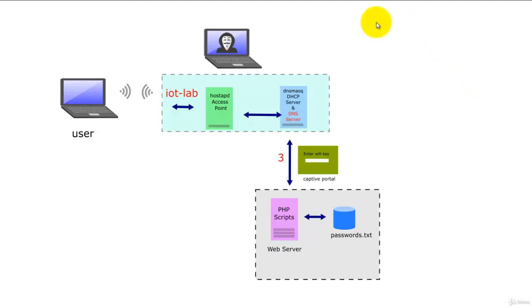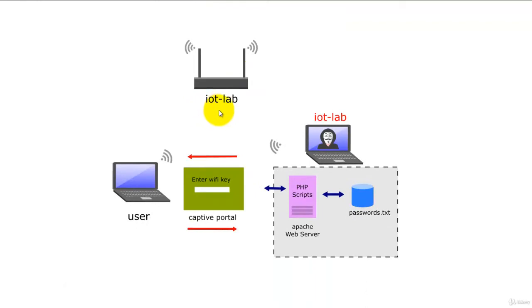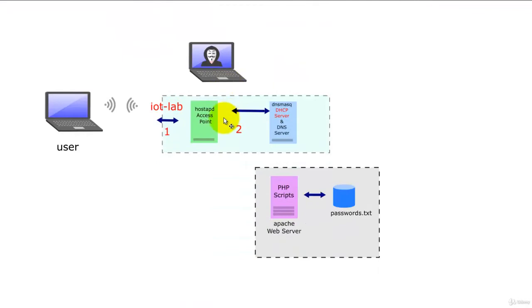In order to create a fake access point that is able to broadcast its SSID to the Wi-Fi network for people to connect, we need to use software called hostapd. Hostapd is able to create an access point with any SSID which you specify. So in this case, assuming that we are trying to attack this access point called IoT Lab, hostapd will then create a fake access point with the same SSID, also called IoT Lab.